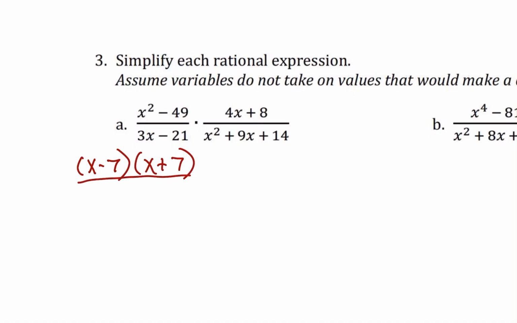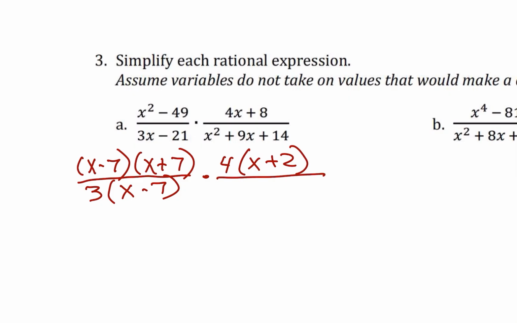Let's go to the denominator. Remember, your first step in factoring is to take out a greatest common factor if possible, and it certainly is possible in that denominator. Okay, let's go to the 4x plus 8. Once again, we have a greatest common factor. So I'm going to take that out before anything else.